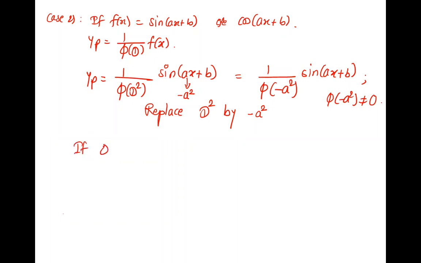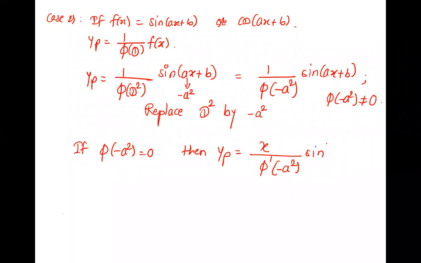If phi of minus a square is 0, then yp is, can you tell me? Multiply by x, and phi dash of minus a square, the derivative. D square is again replaced by minus a square. The condition is this should not be 0. And so on. We know this. If it is again 0, then we can do it again.